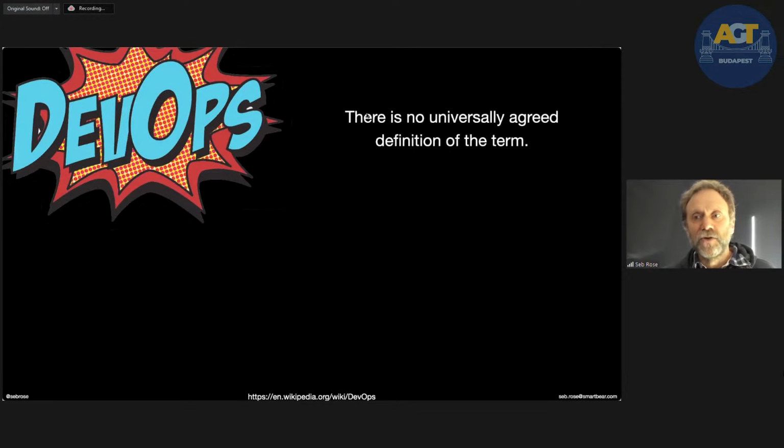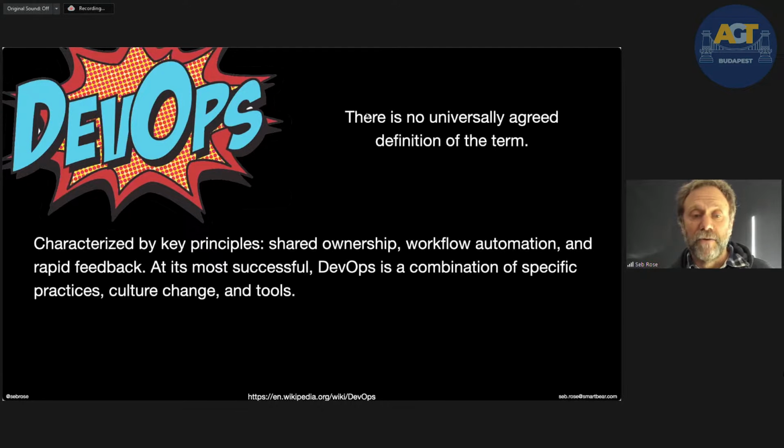But actually, there's no universally agreed definition of the term DevOps. So there are Wikipedia articles, there are books, there are lots of discussions about it being a mindset or being a joining of Dev and Ops. But there's no real definition, and that's why DevOps gets practiced differently in different organizations.